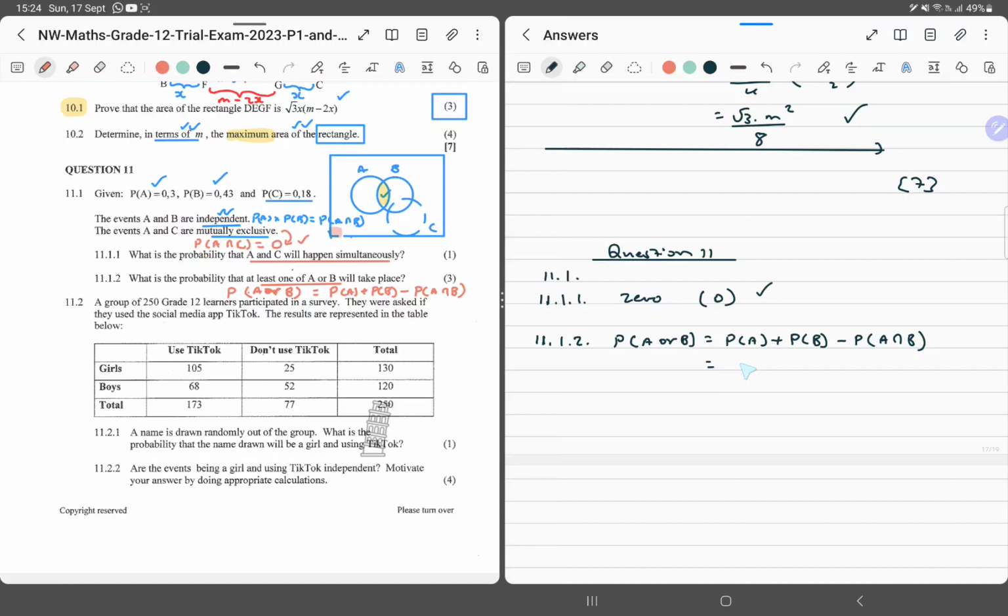Easy. The probability of A was given as 0.3 plus the probability of B is 0.43 minus here. These are independent events, so meaning the product rule applies. That is going to be the probability of A, which is 0.3 multiplied by the probability of B, which is 0.43.